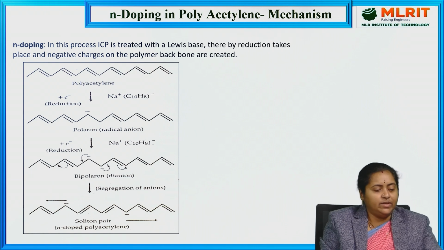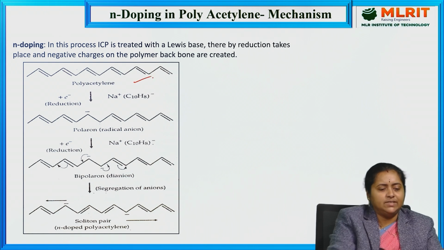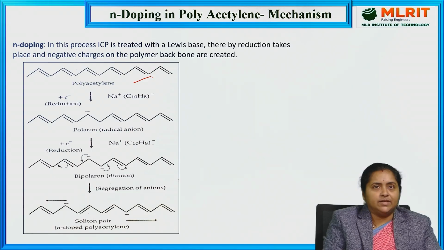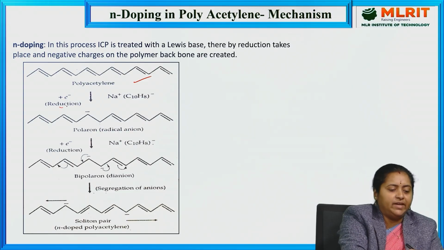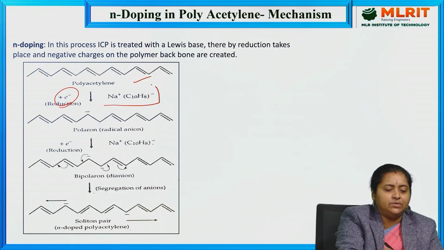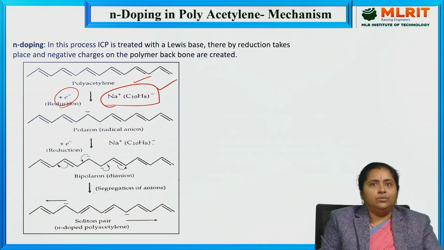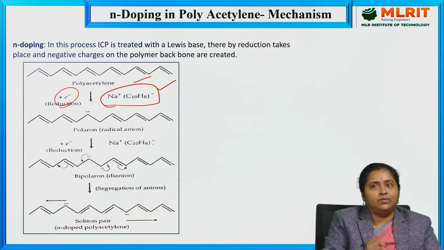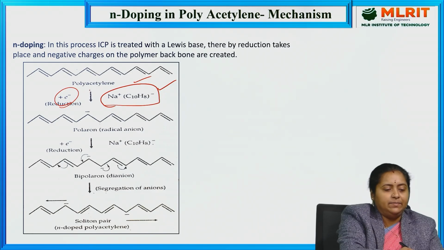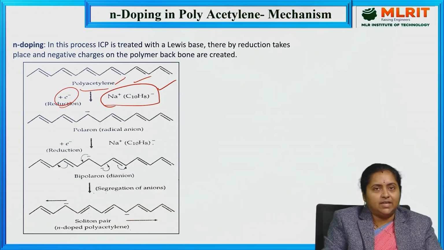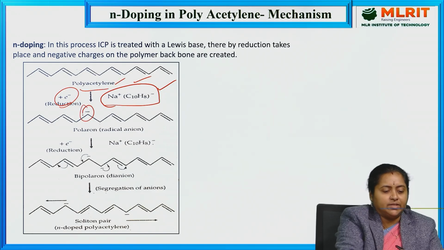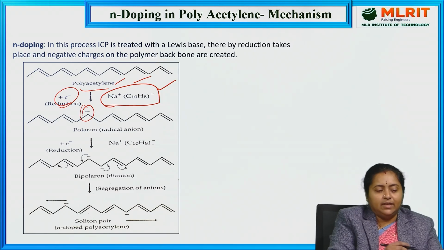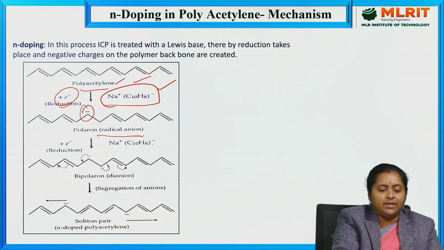If you notice the structure, this is the structure of polyacetylene, and on subjecting it to reduction, it is able to gain one electron. For that we need to use one Lewis base, that is an electron pair donor. In the first step only one electron will be donated, and that is gained by the polyacetylene. As it takes one electron, it acquires a negative charge. It is highly rich, that's why it will acquire a negative charge. So that's why it is named radical anion, or we will call it polaron.